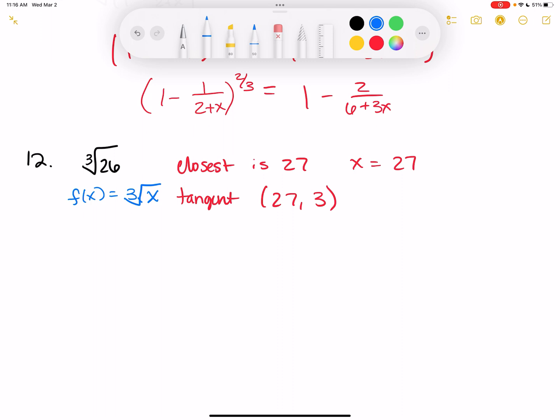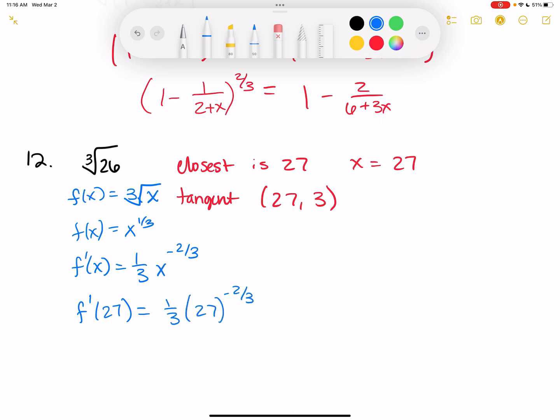Okay, so I need to take the derivative of this function, so I can think about this as x to the 1/3. So what would the derivative of x to the 1/3 be? Then I'm going to plug in now 27 into the derivative. So 1/3 of 27 to the negative 2/3.